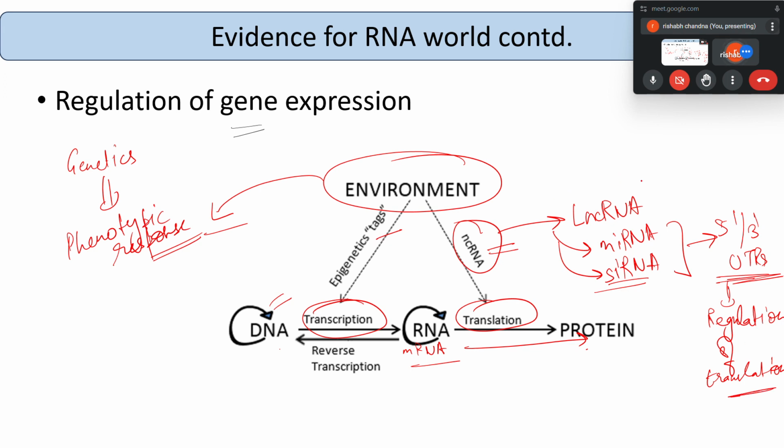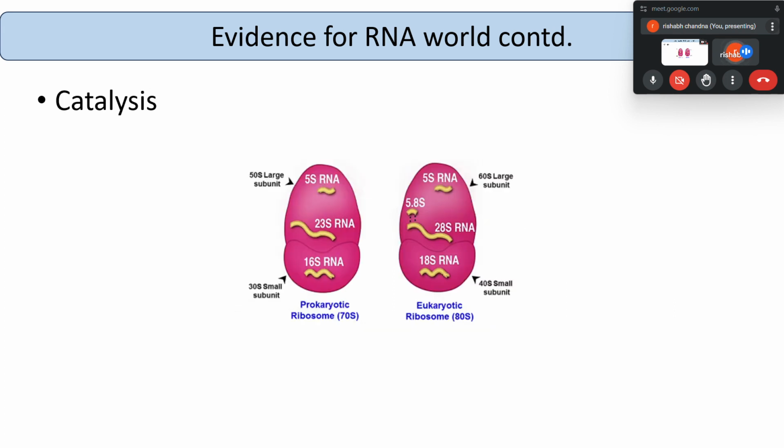So the production of these depends upon different genes, and these help in regulation of the translation process in various cells, depending upon the environment. Okay, now moving on to the catalysis part.